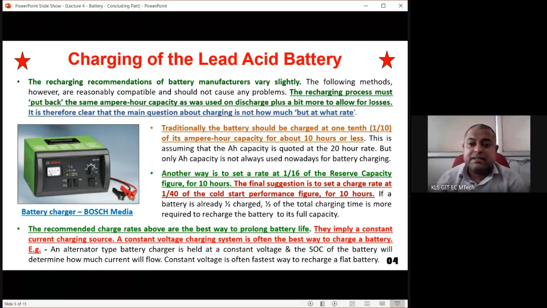Now somebody can ask, sir, for ampere hour charging you are saying it should be 1/10 of its ampere hour, but can't I charge with a rate of 1/5 for 5 hours? The answer is yes, you can do that. 1/5 is greater than 1/10, so if you use that rate for ampere hour, the time required will be 5 hours. In that case, you can charge the battery faster, but that will harm it and reduce the battery life.